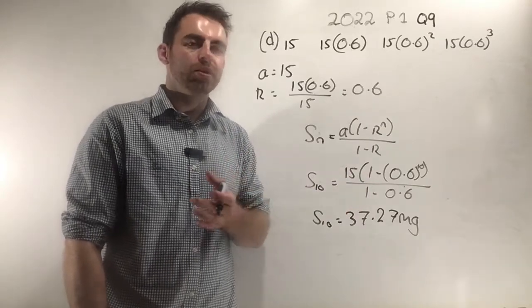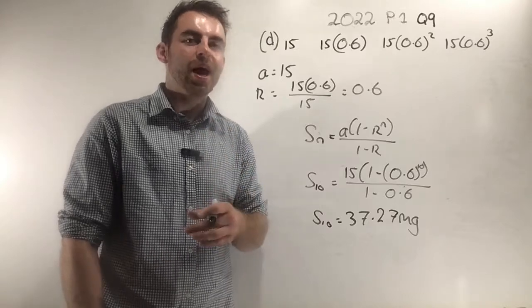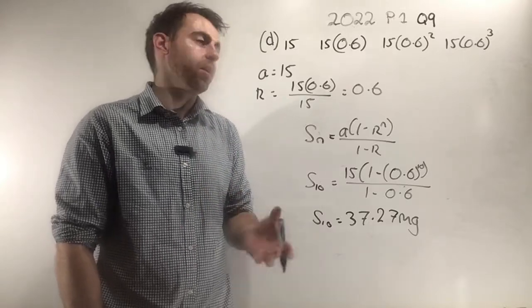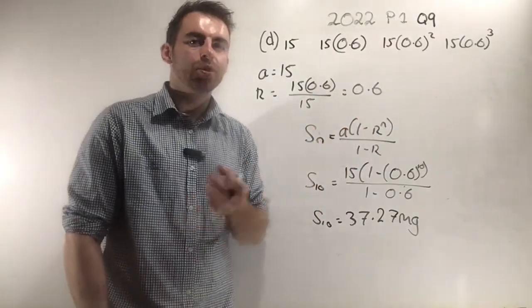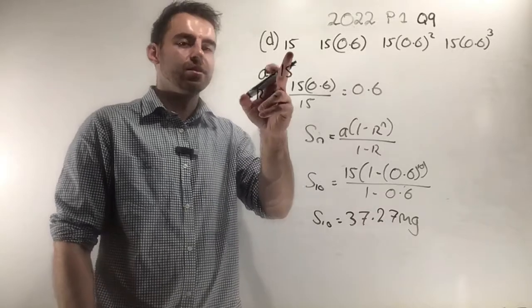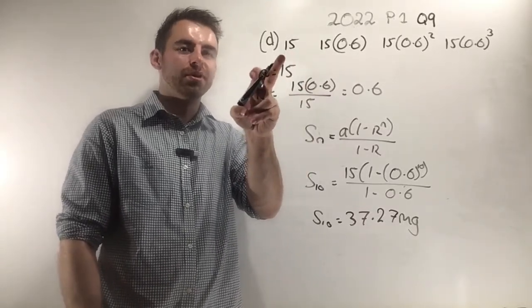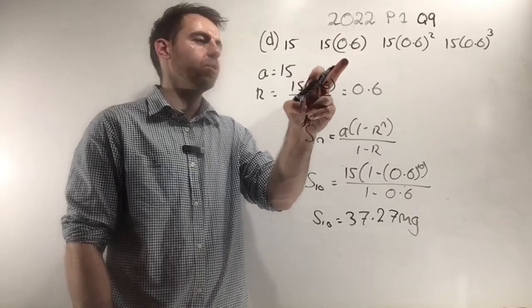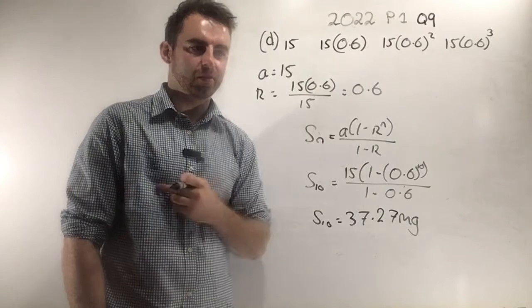So we're told we want to work out how much of this medicinal drug is in Alex's blood after 10 doses. Now, you could literally write out the 10 terms and add them all together, but you should recognize that this is actually a geometric series. This is because it's a series that has a common ratio. If I take this and multiply by 0.6, I get to here, multiply by 0.6 again and again and again, that gives me the next term each time.